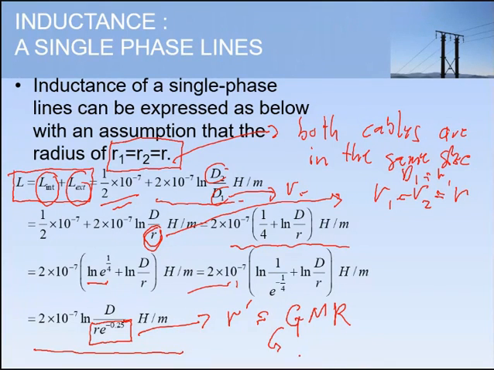GMR is geometric mean radius. But in this equation we don't write GMR here. We can take it out, or sometimes we write it as R prime. Kita samakan dia dengan R prime. It's okay if you want to just leave it like r e to minus 0.25, but there's a simplified version which we call R prime, where R prime is GMR. It's the same thing.